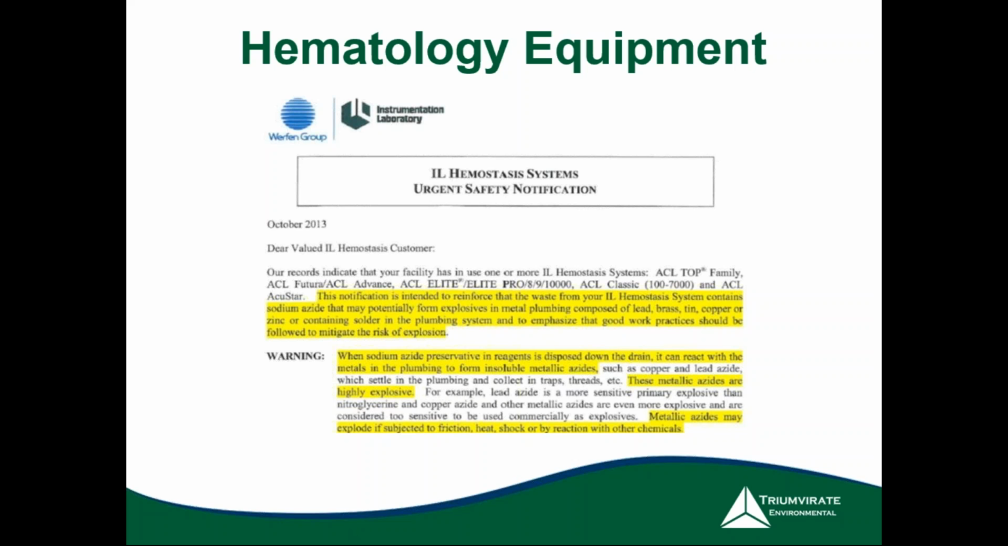So when sodium azide preservative in reagents is disposed down the drain, it can react with the metals in the plumbing to form insoluble metallic azides. These metallic azides are highly explosive. Metallic azides may explode if subjected to friction, heat, shock, or by reaction with other chemicals. So that's pretty heavy when the recommendation is to put this down the drain with copious amounts of water.